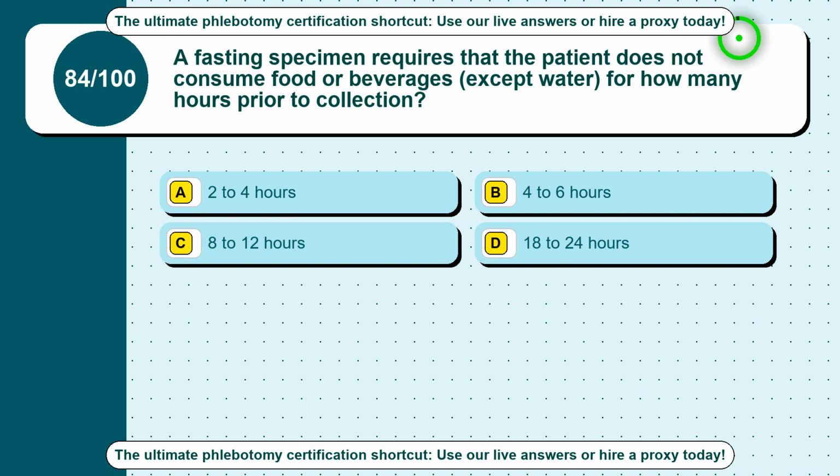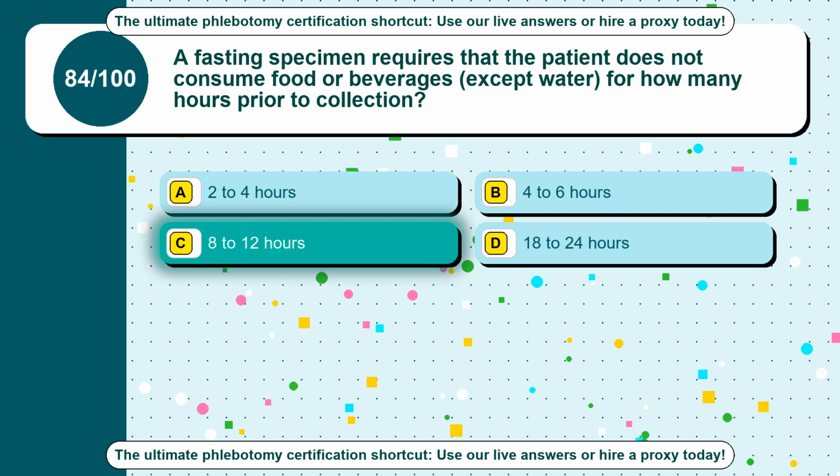Question 84. A fasting specimen requires that the patient does not consume food or beverages, except water, for how many hours prior to collection? Option A. 2 to 4 hours. Option B. 4 to 6 hours. Option C. 8 to 12 hours. Option D. 18 to 24 hours. The correct answer is option C.